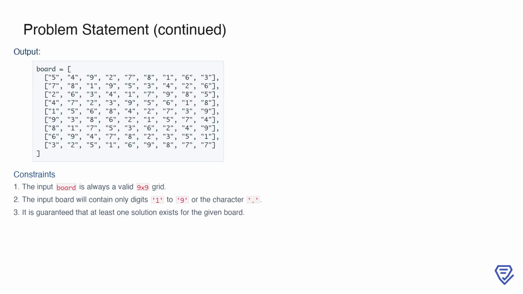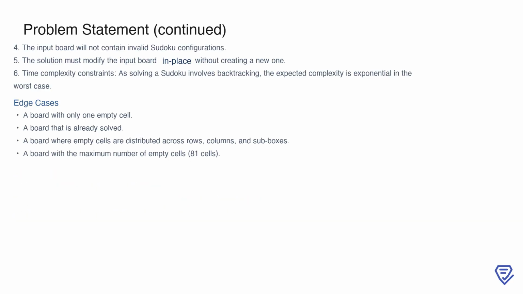Finally, it's crucial to note a few constraints and edge cases for this problem. The input board is guaranteed to be a valid 9x9 grid, containing only the digits 1 to 9 or the dot character. Additionally, the board will not have invalid configurations, and at least one solution is guaranteed to exist. The solution must modify the board in place without creating a new one.